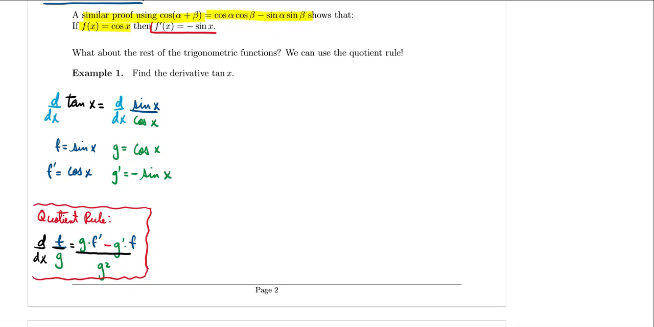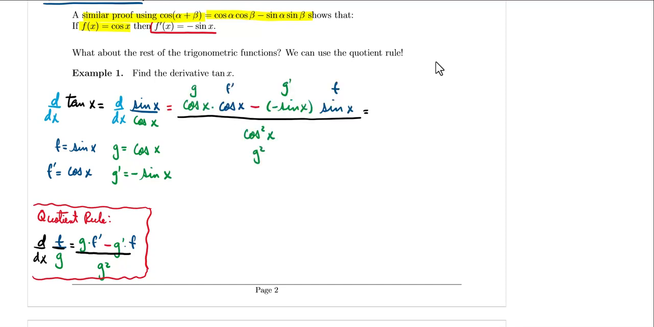So now that we've identified the f, the g, and their respective derivatives, let's go ahead and put all the pieces together using the quotient rule here. So the derivative of sine of x over cosine of x is going to be equal to cosine of x times the cosine of x minus a negative sine of x times sine of x, all over cosine squared, which again is just our g times f prime minus g prime times f over g squared.